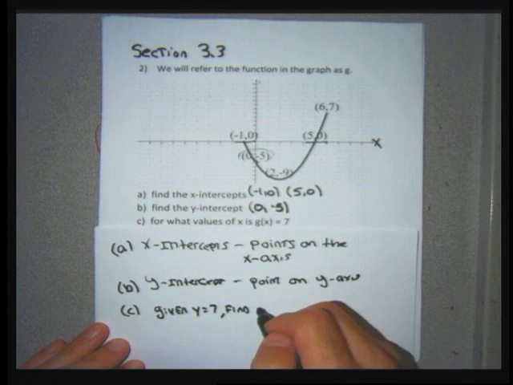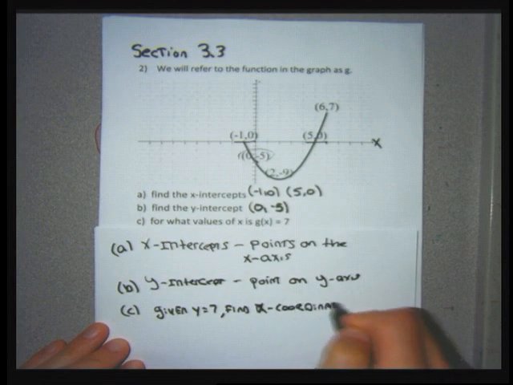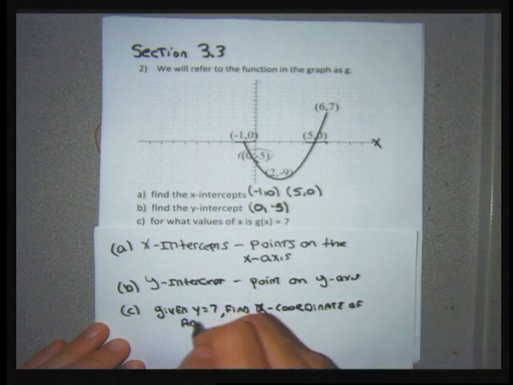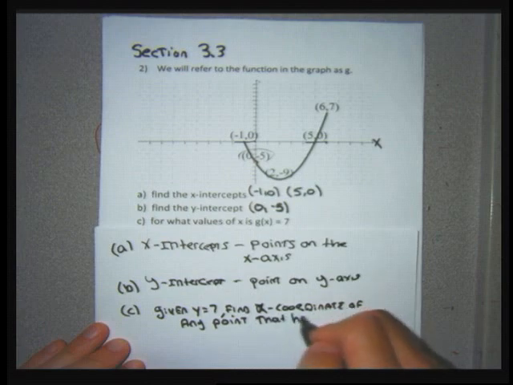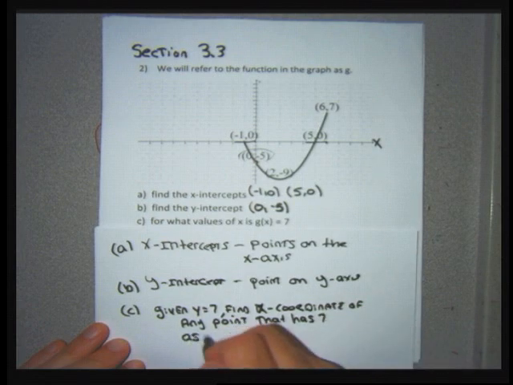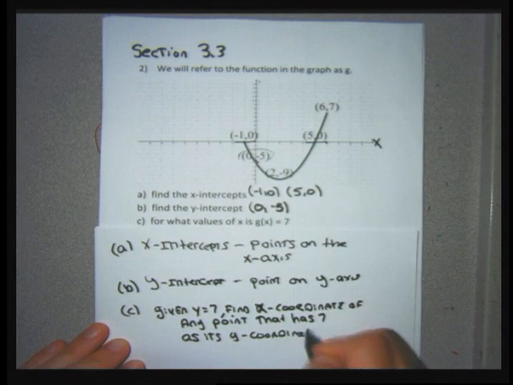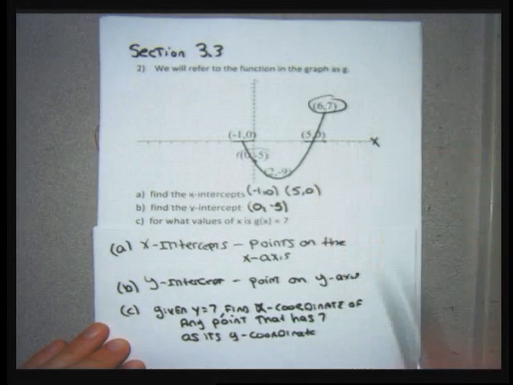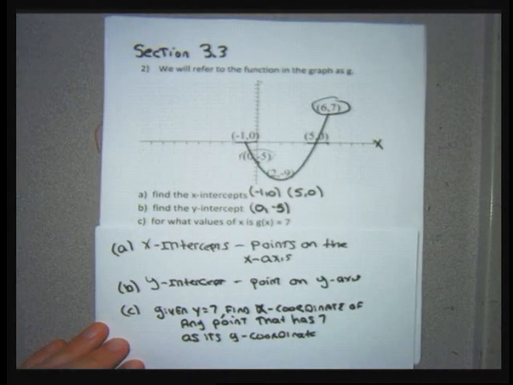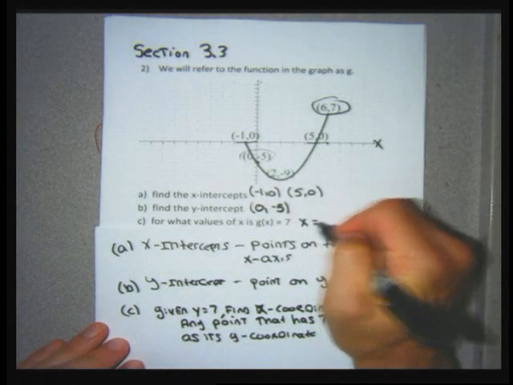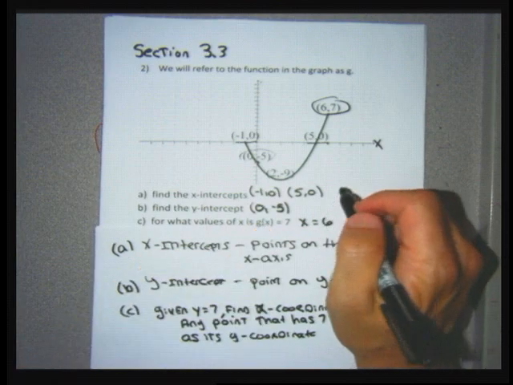Find the x-coordinate of any point that has 7 as its y. And there's only going to be one answer to this. I'm going to write x equals, because I'm finding the x-coordinate. The point that part C calls out is the point (6, 7). That's the only 7 I see anywhere. It's in the right position. It's in the y. So for part C, for what values of x is y equal to 7? That would be 6, because g of x is interchangeable with y.